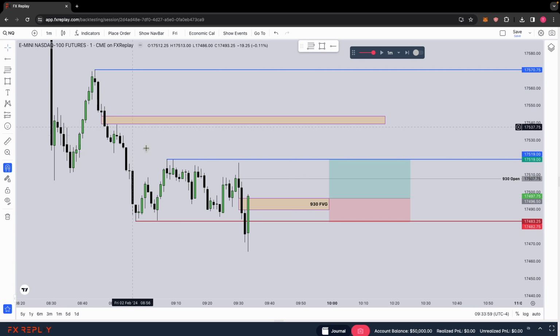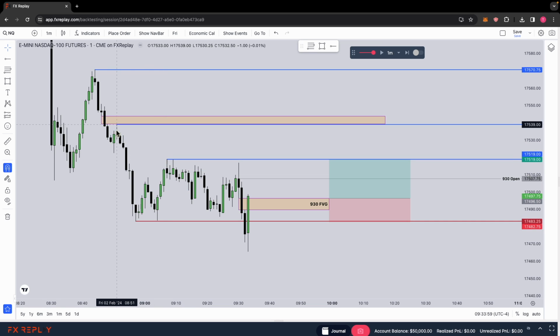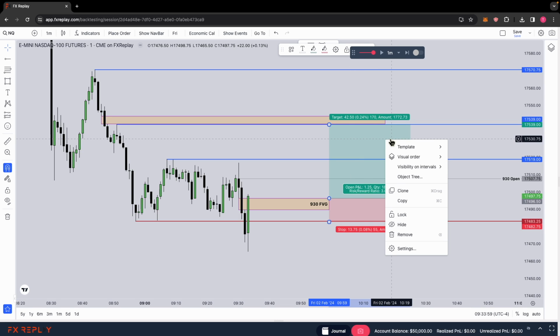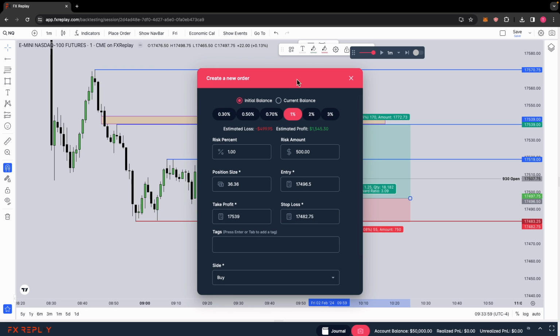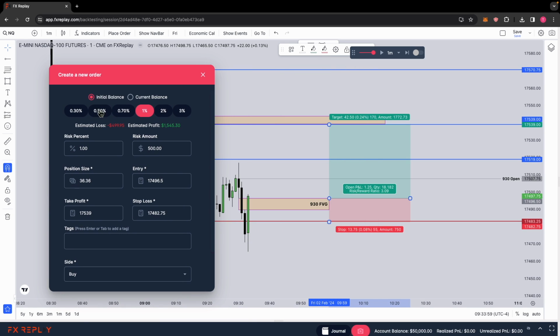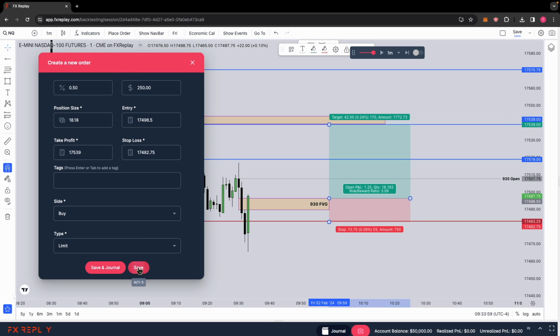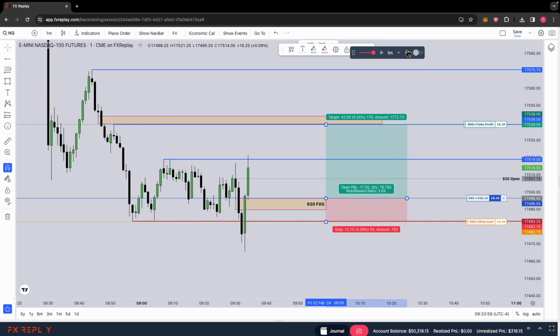And if you see as well here, we have this swing high that fell just short of this inefficiency. So I'm going to right click this. I'm going to try to target that high for 3R. Okay, and then select this. I'm going to do place order. And then we'll just do 0.5%. We'll do save. Okay, so the limit's set. Let's play this out and see what occurs.